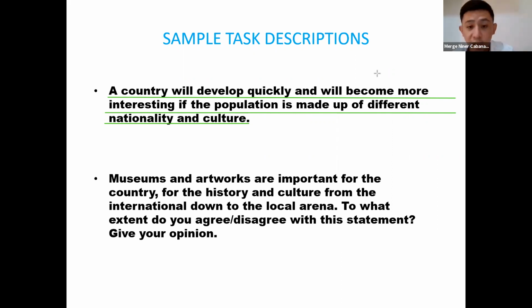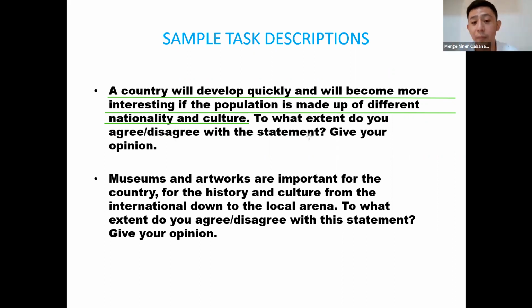Actually, Rich Ann, that is the question that we have to answer. The question is whether or not, as candidates, we will be agreeing or disagreeing with the statement. We're not specifically implying that this country is the Philippines, or Canada, or any country around the world.